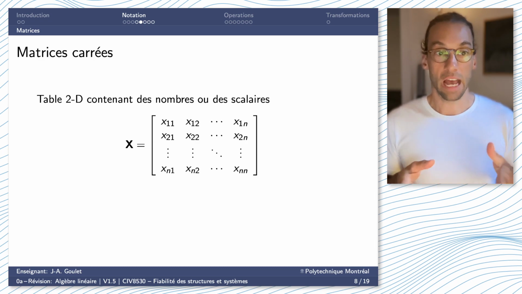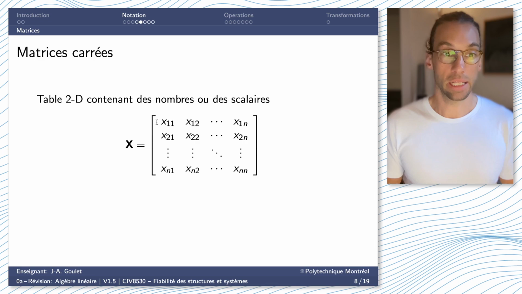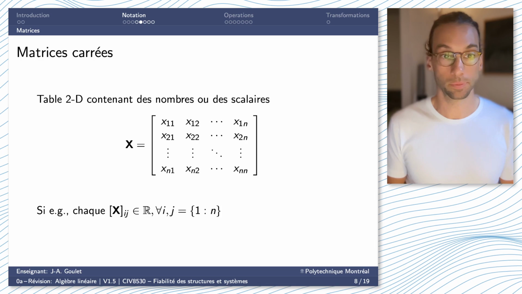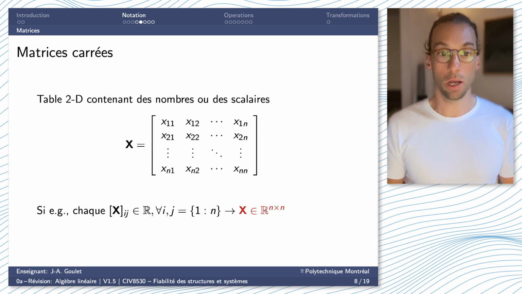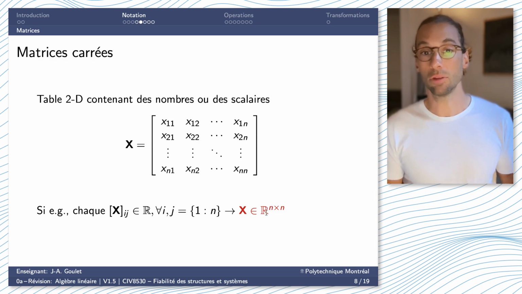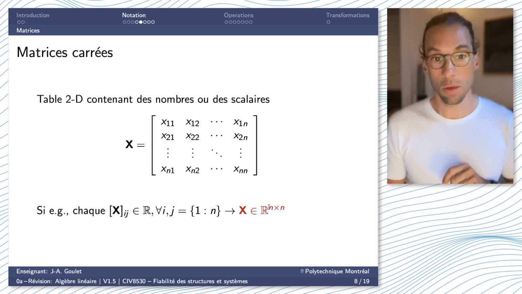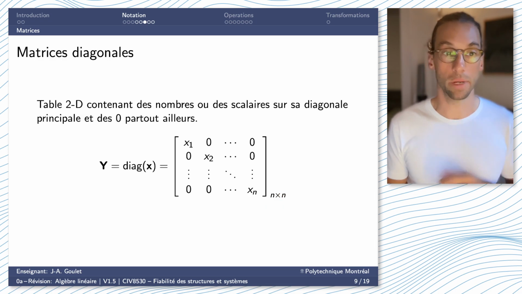For matrices, we can have a square matrix. If we say that x is a square matrix, we're going to have as many rows as we have columns. And we can say again for this that x is going to belong to R n by n. It doesn't have to be R, but in this case, it's just an example. But the important point is that we have as many rows as we have columns in a square matrix.